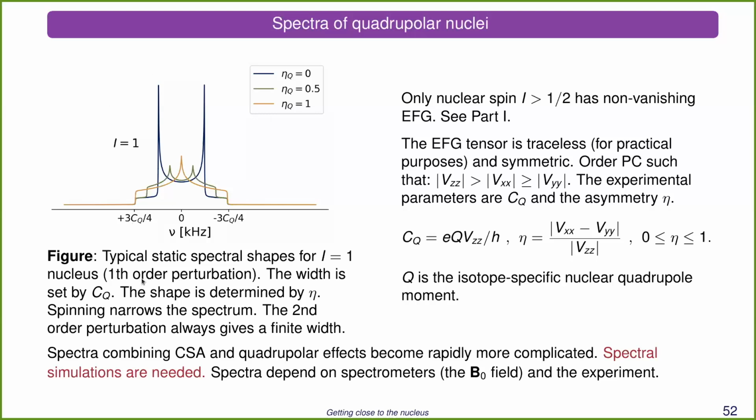It's not always as simple as this shape. This only holds for the spectrum described in first order perturbation theory. To get it correct, you need second order perturbations. They always give a finite width, and that is also the reason why you cannot spin all this away. And if you combine a CSA spectrum, so chemical shift stuff, with a quadrupolar effect, then this gets rapidly more and more complicated, and so you need to do spectral simulations. It's an art in itself, and it depends on the spectrometer and the kind of experiments the experimentalists do. That would go far too far, so I will not talk about that now.